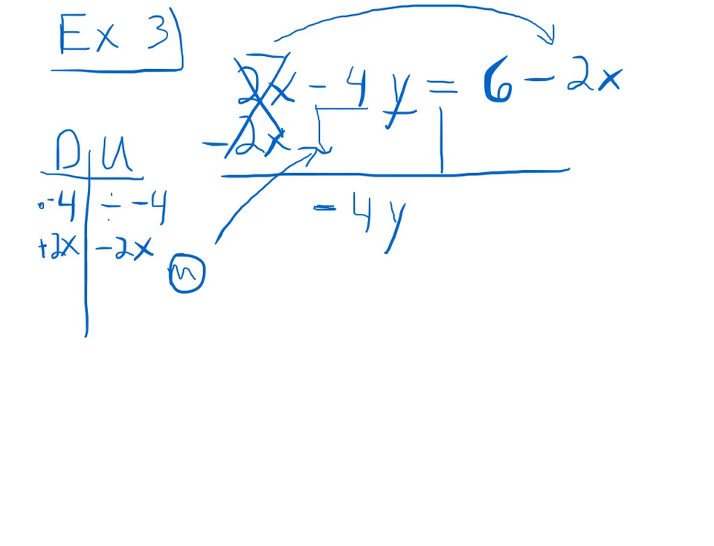A common mistake is forgetting to drop the negative, or it was subtraction, but subtraction is the same as a negative. Forgetting to drop the negative sign. Do not make that mistake. Okay, so again, put a big arrow showing, oh, I dropped that down.